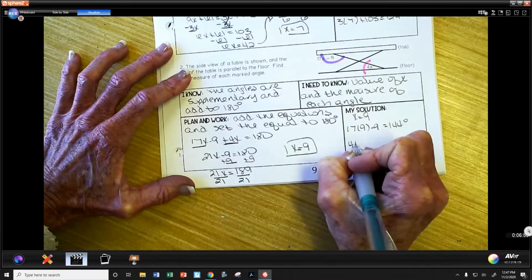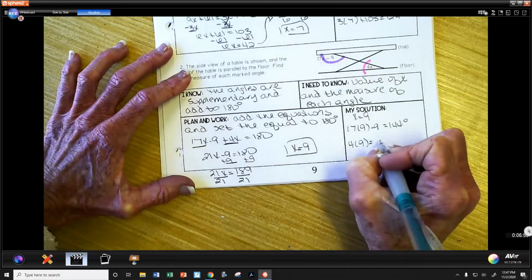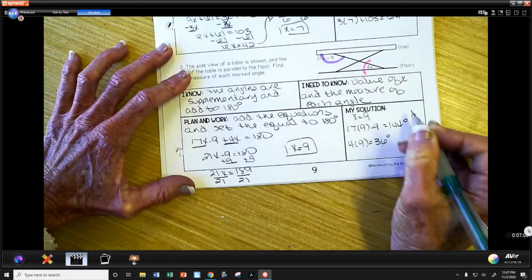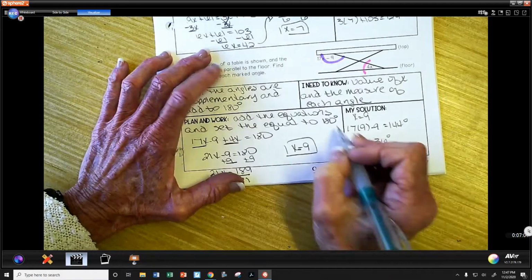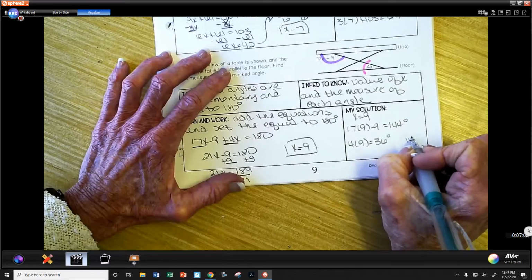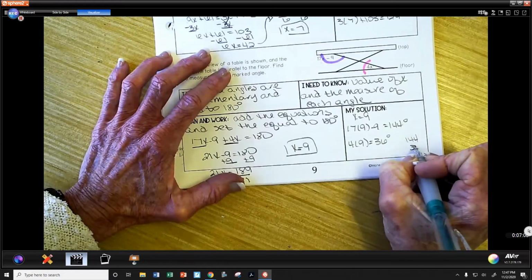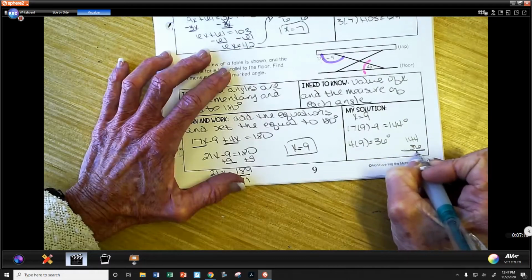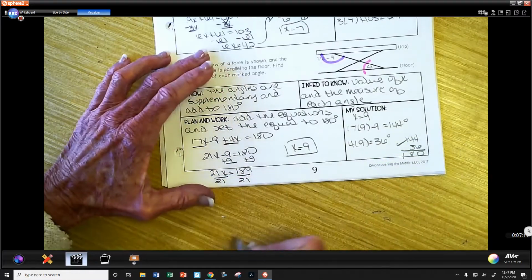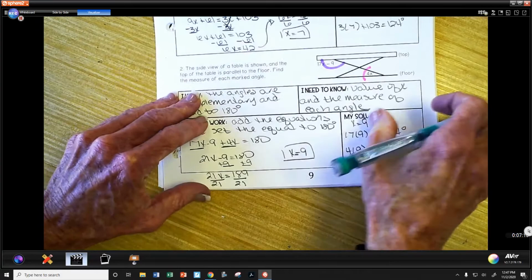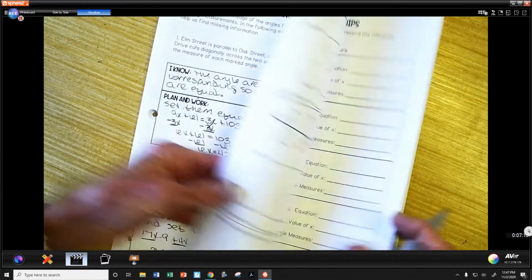And then I'm going to do 4 times 9, and that is 36. Now the way I can check these is I can add those together, and they should equal 180. If not, I did something wrong. So let's see, that is 180. So we did it right. Okay? All right, flip the page.